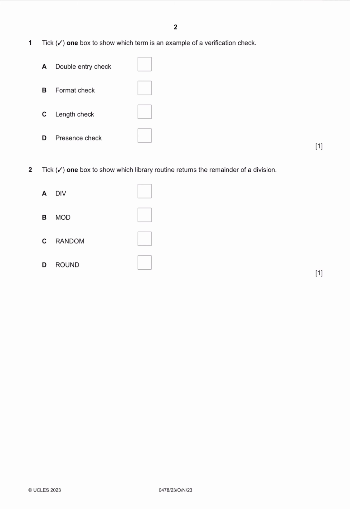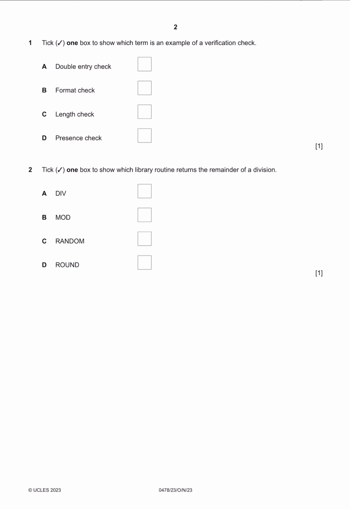So the first question is asking which term is an example of a verification check. When we're checking data, we can do either a validation check to check whether the data is valid, or a verification check, which is to check whether or not the data is the same as the original data. Okay, double entry is where the data is entered 2 times and compared. If they match, it's accepted as being correct. If they don't match, then obviously in one of the 2 versions there's an error.